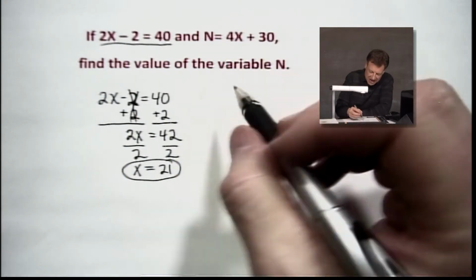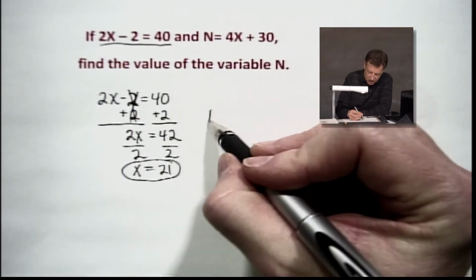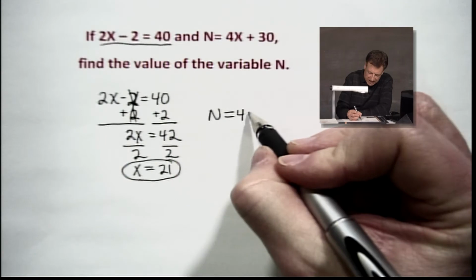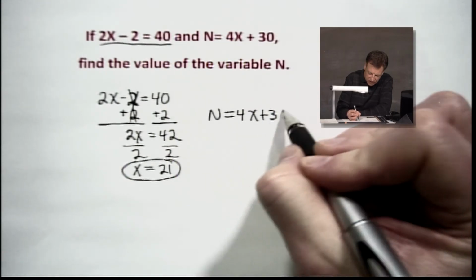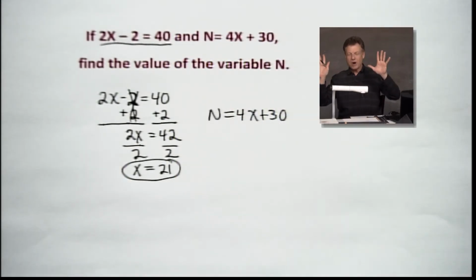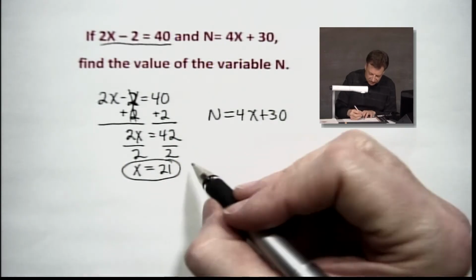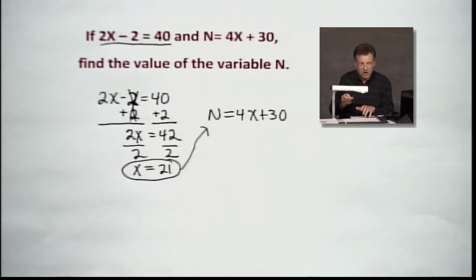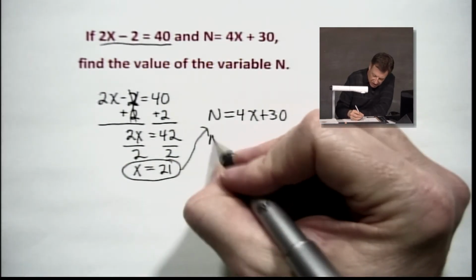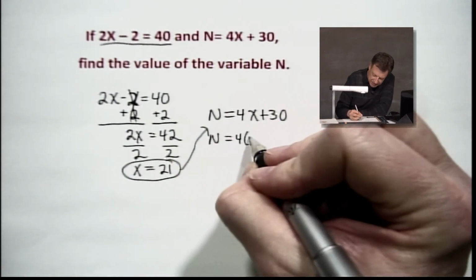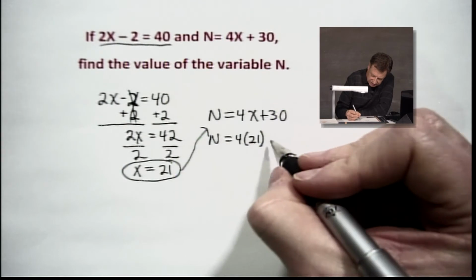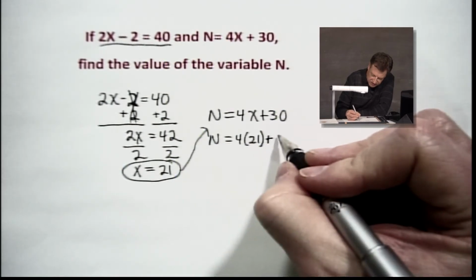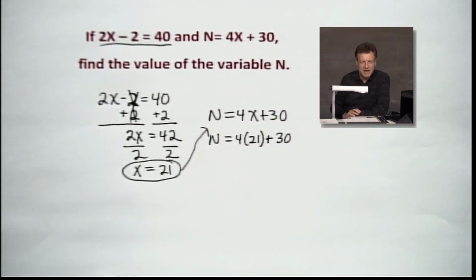Thank you. Now, we've got n to come back to, though. n is equal to 4 times x plus 30. Since we said this in the same breath, we're going to let x equal 21. We're going to pop it right up in there next to our 4. So we're going to have n equals 4 times, how about it, 21 plus 30. Oh, this one isn't bad at all, is it?